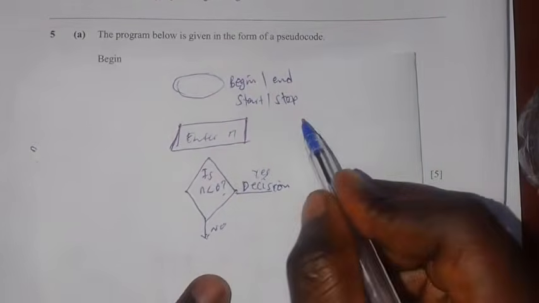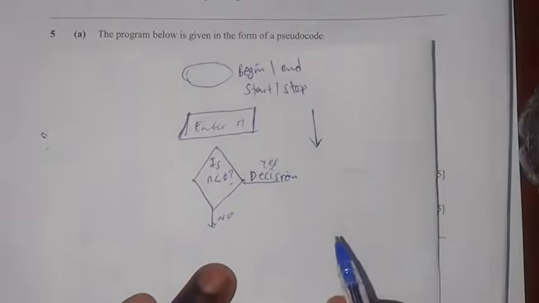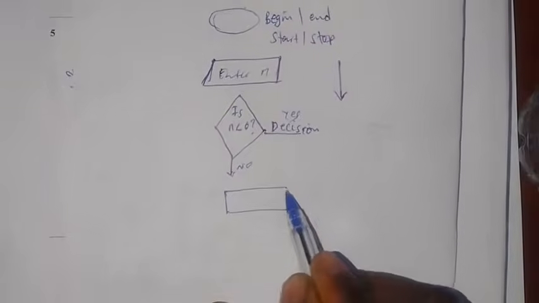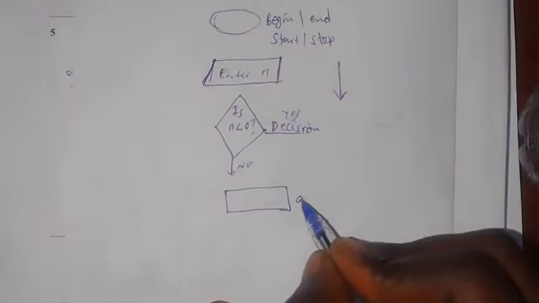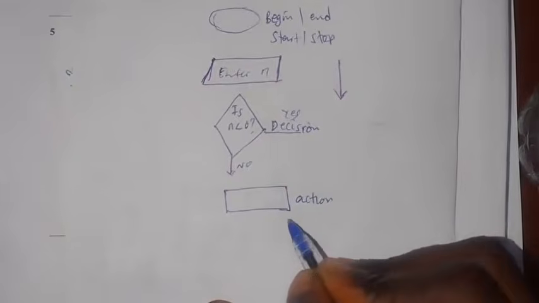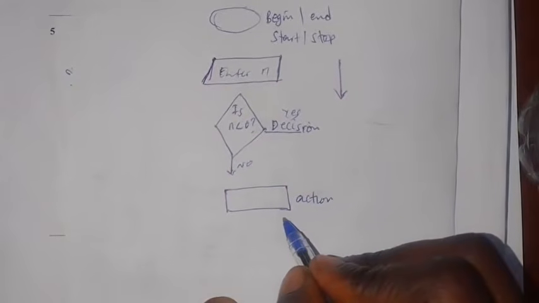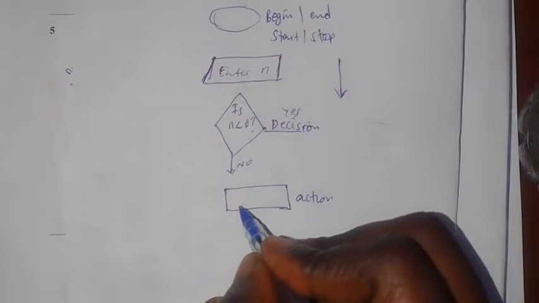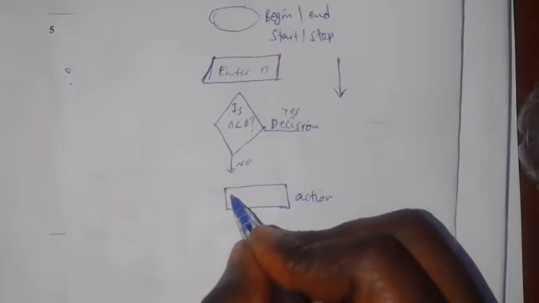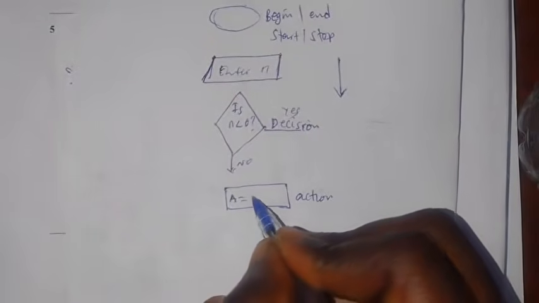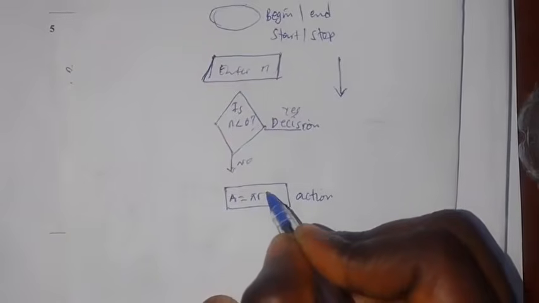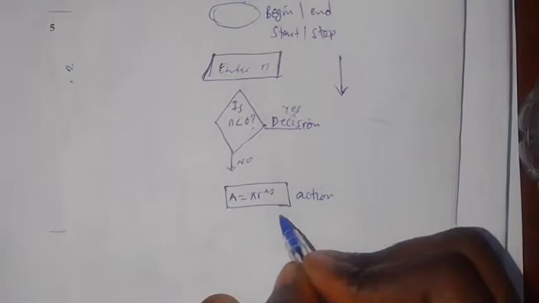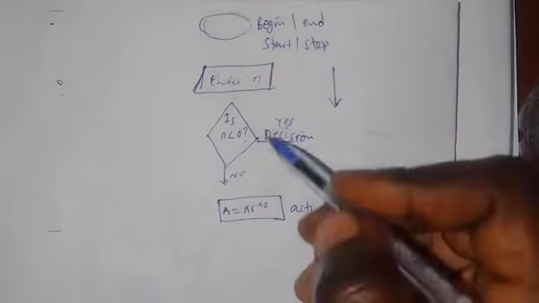Apart from that, we can also use these arrows to connect the shapes. Then we also have a rectangle. This rectangle is an action box. This is where we can show the action or the formula. So if you are talking about, maybe, the area of a circle, this is where we say area equals pi r squared. You enter the formula here. So this is just an action box. So you must know these shapes.